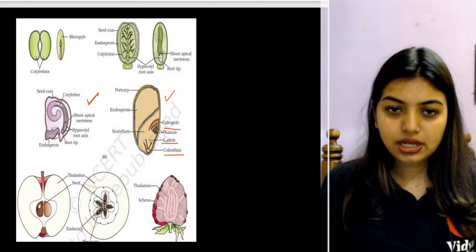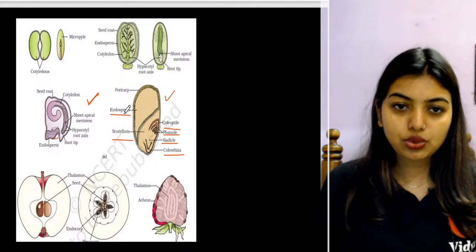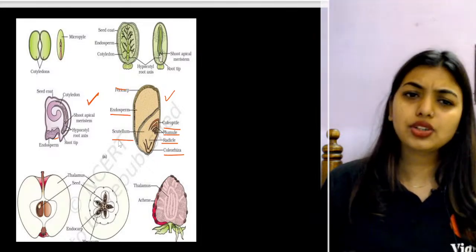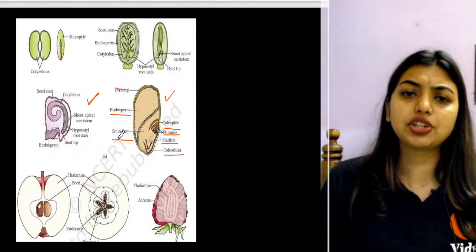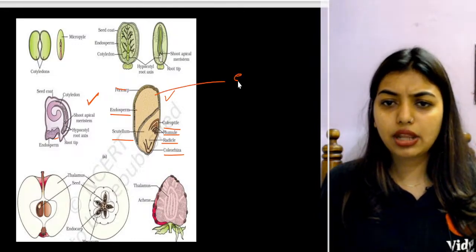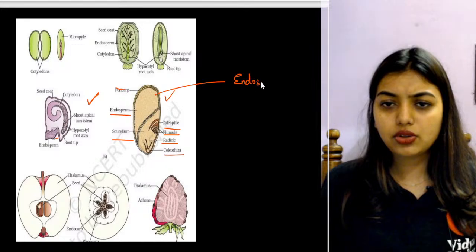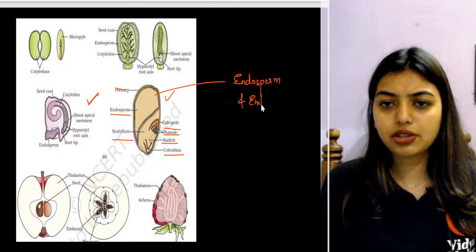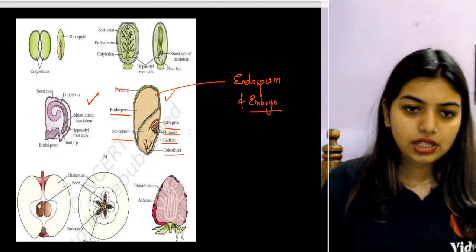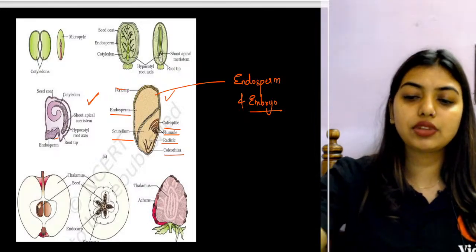Coleoptile, coleorhiza, radicle, plumule, endosperm, scutellum and pericarp. You can see the scutellum is giving a differentiation between the endosperm and your embryo. That difference is given by the scutellum. Then you can see how the thalamus is there, the seed is there, and the endocarp is the false fruit.